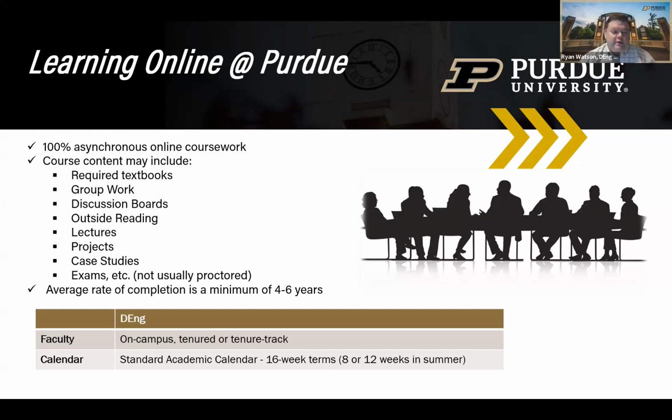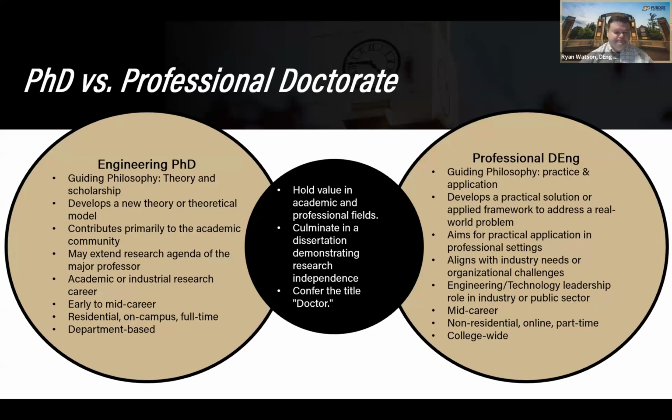We do have some who are remote as well, but the calendar is a standard academic calendar. Most classes are 16 weeks, 8 or 12. And again, we have 3 starts, January, May, and August. So we'll dive into those a little bit here in a bit. Let me go ahead and move forward to the next slide for Allison.